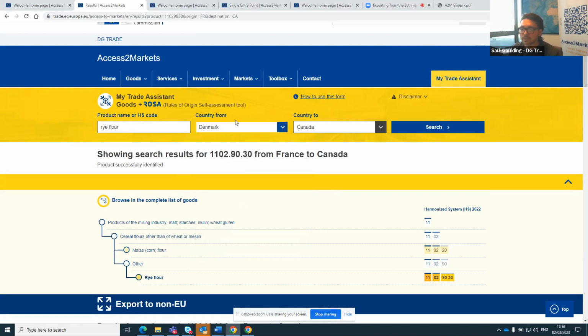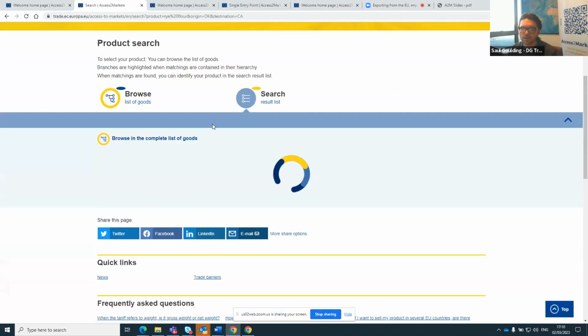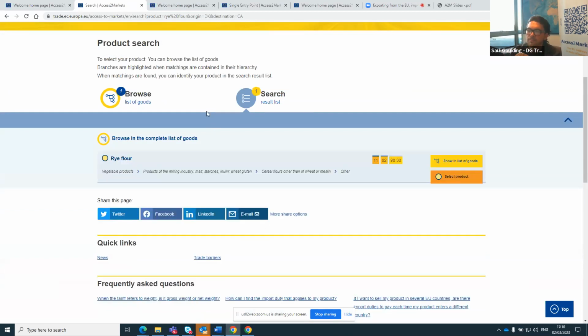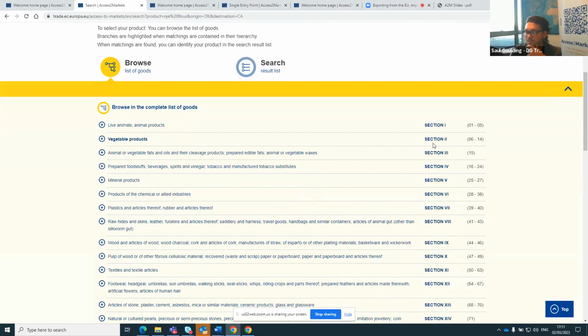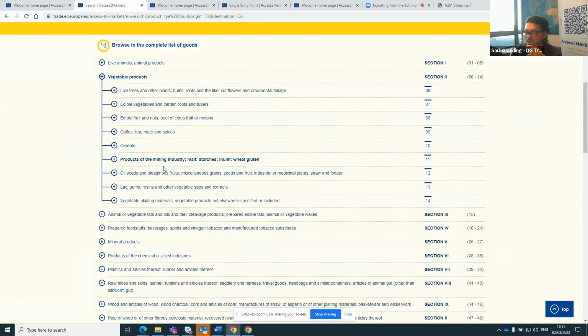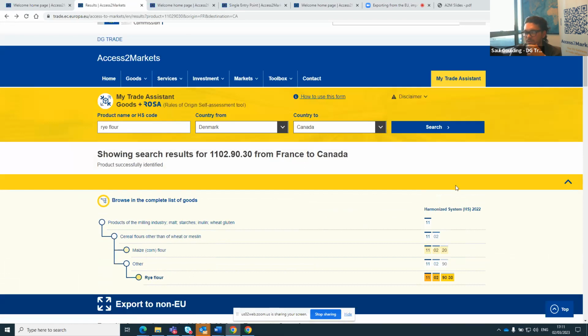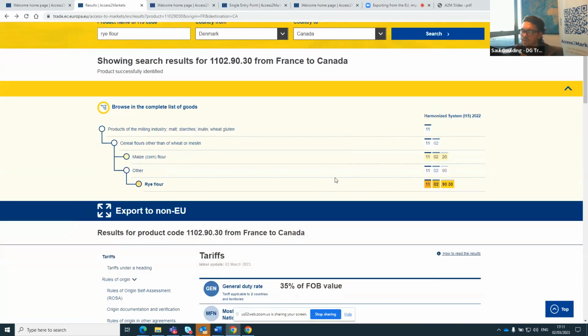So we'll say for Denmark here, to Canada. This also works on the reverse. And what you do is you search, and it will load normally. And you can see that your product comes up directly. So as I say, it's not necessary that you need to know the HS code. If you are not very certain, you can look through the entire HS tree. That gives you an idea of the scope and depth of information that is there.